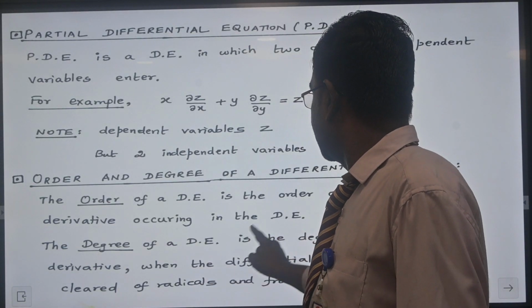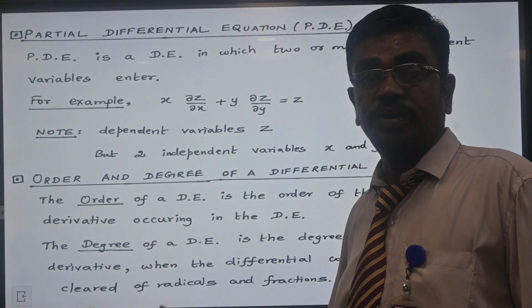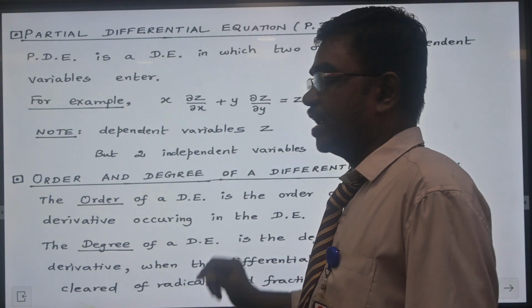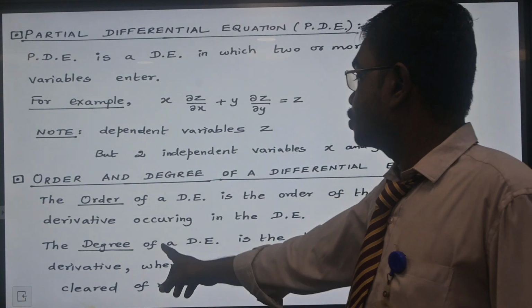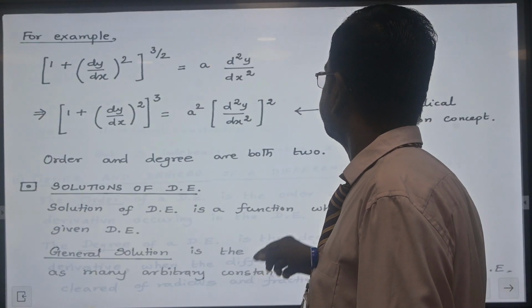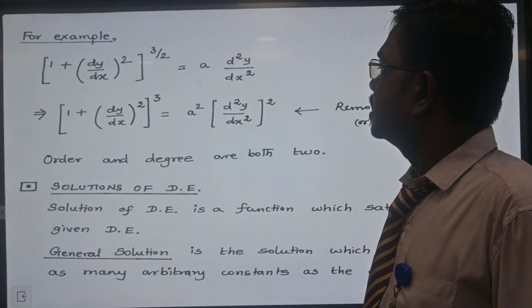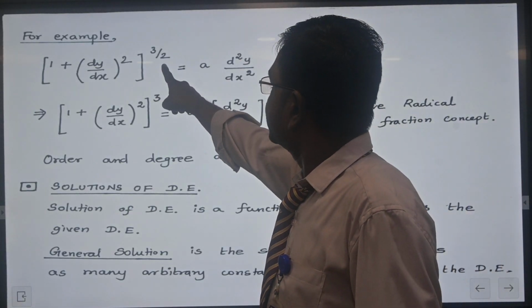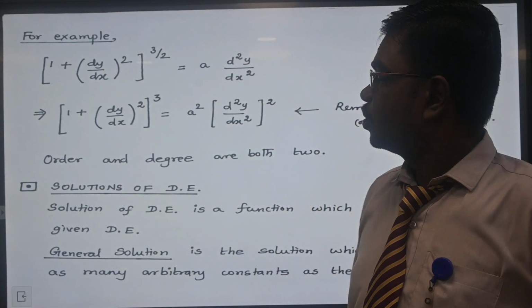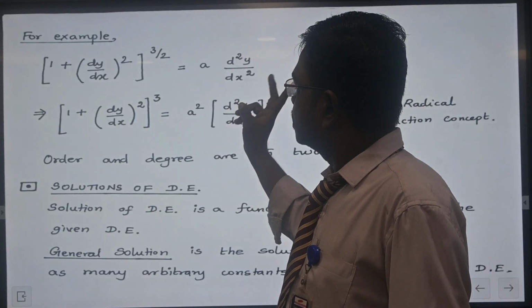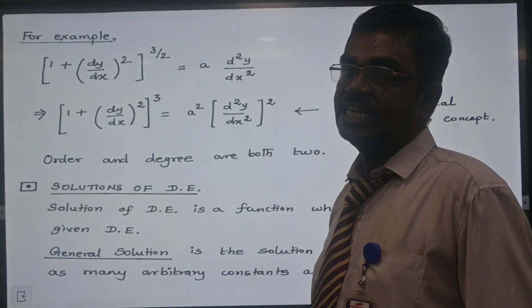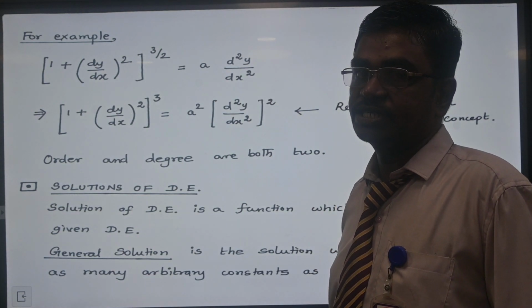But here the differential coefficients, that means dy by dx, d square y by dx square, must be free from radicals and fractions. After that we can conclude how to find the degree. Here is one example: 1 plus dy by dx whole square, power 3 by 2, equal to a d square y by dx square. What are the two differential coefficients here? dy by dx and d square y by dx square.